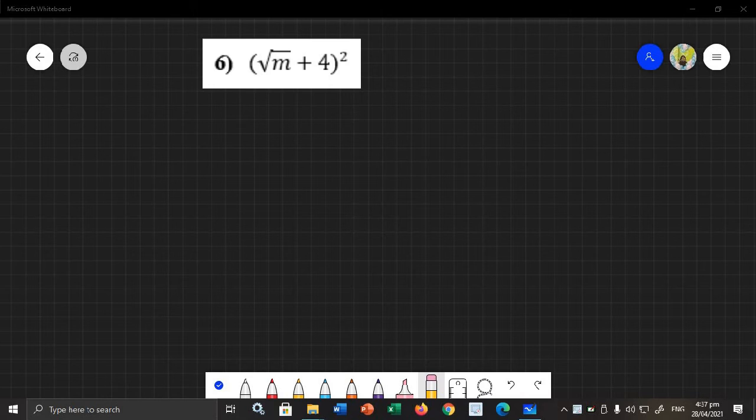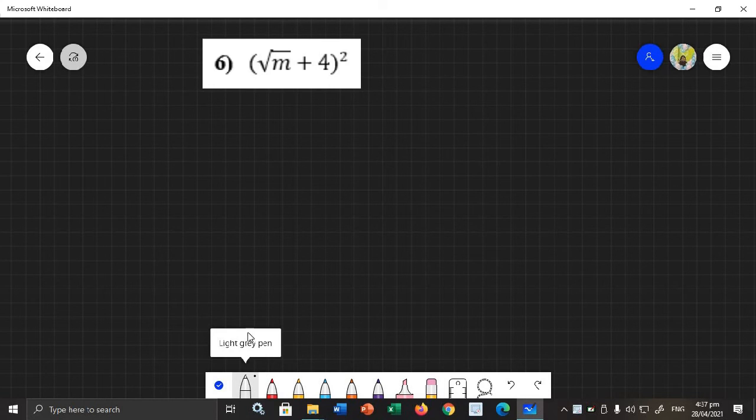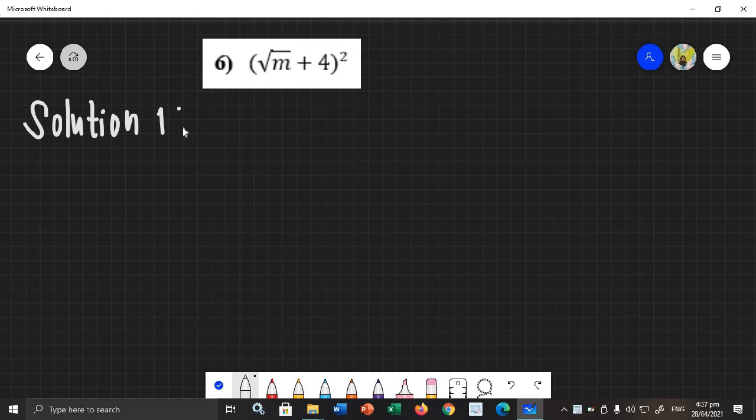And now we have our last example. So here in our last example, we have square root of m plus 4 squared. There are two possible solutions na pwede nyong gamitin to solve the product of this example. The first solution is to expand this given. Okay? So, pag in-expand natin siya, i-rewrite nyo lang siya ng doble kasi naka-square siya, di ba?